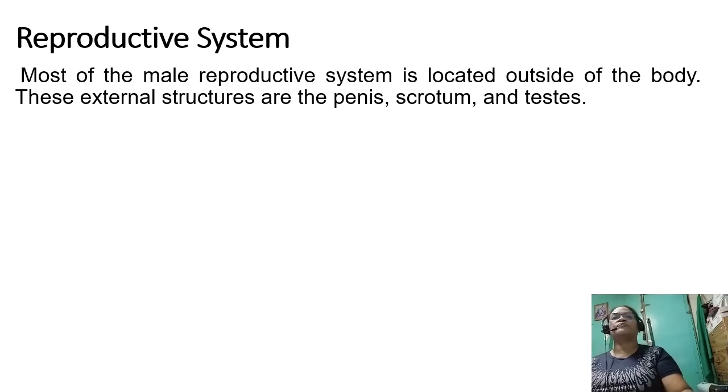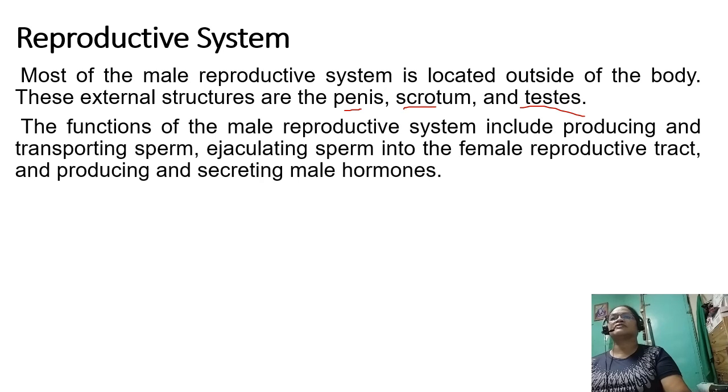Most of the male reproductive system is located outside of the body, and these external structures are the penis, scrotum, and testes for the males. The functions of the male reproductive system include producing and transporting sperm, ejaculating sperm into the female reproductive tract, and producing and secreting male hormones.